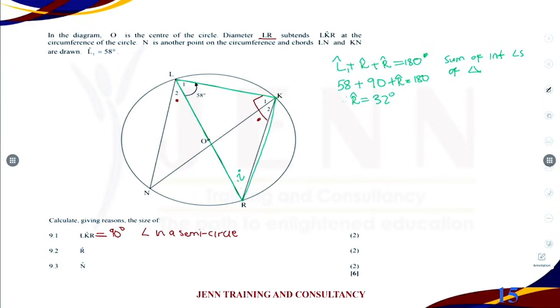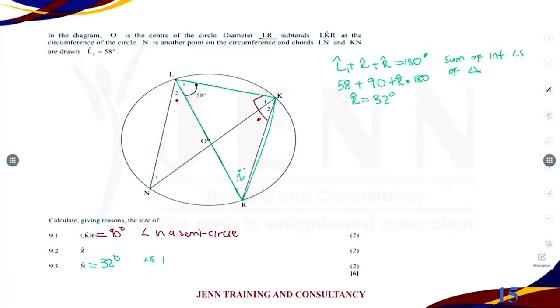And then 9.2.3, you are supposed to calculate the size of N. Now, when you look at my diagram, you will see that not only L2 is equal to K2, but angle R is equal to angle N. These are also angles in the same segment. So therefore, the size of angle N will definitely be equal to 32 degrees.